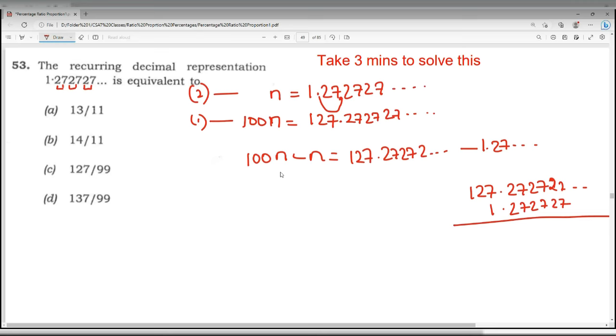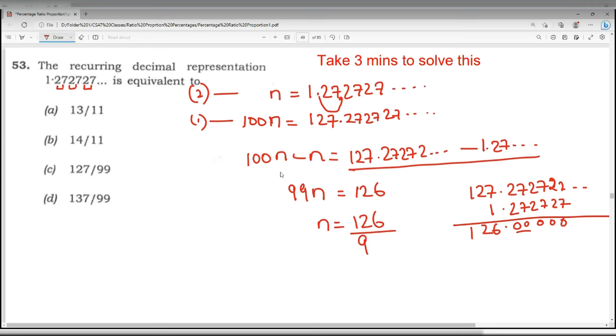this would be 0. This would all be 0. And 7 minus 1 is 6. This would be 126. And this decimal would be, 7 minus 7 is 0, 2 minus 2 is 0, 7 minus 7 is 0. This is exactly 0. So this would be 126.0. So this would be 126. And 100 N minus N is equal to 99N. And N is equal to 126 by 99.